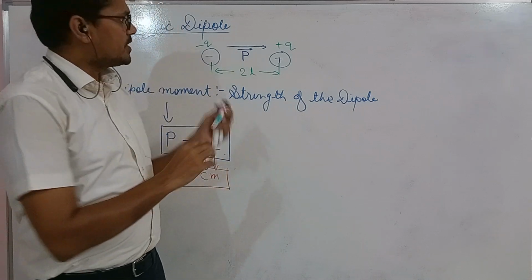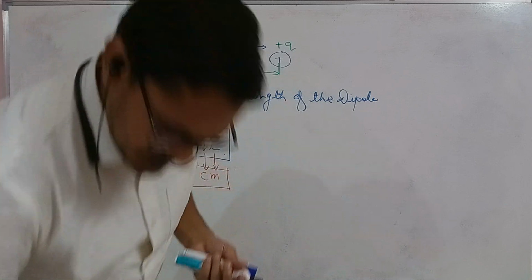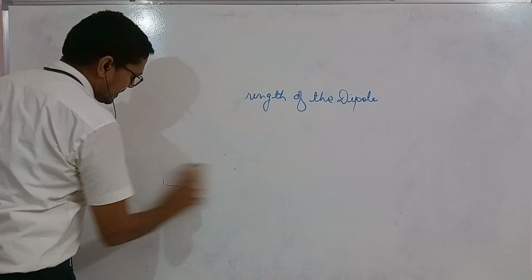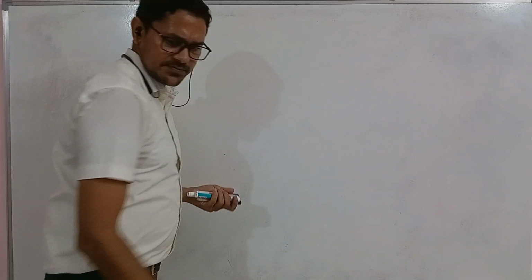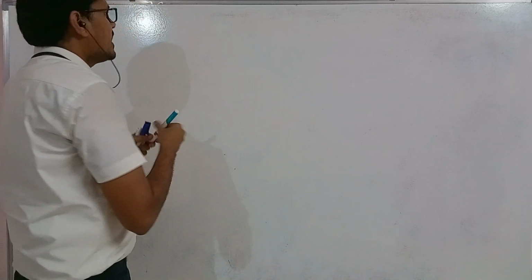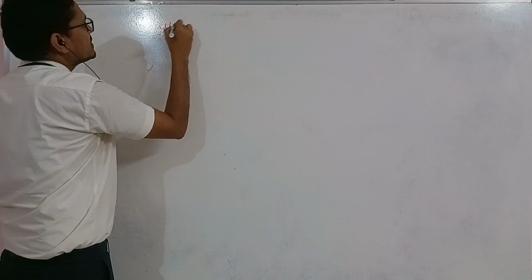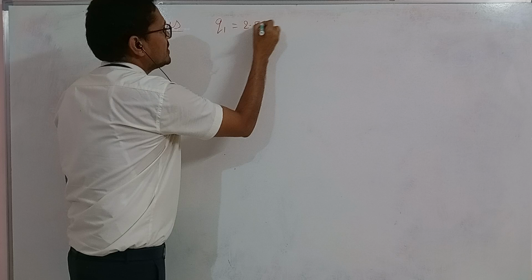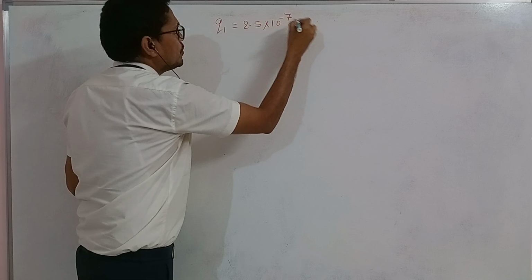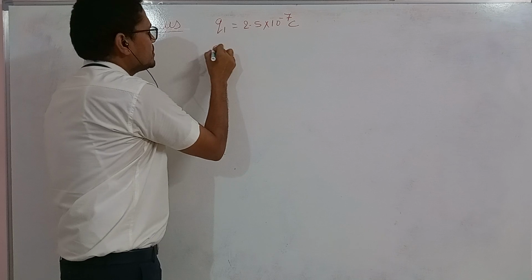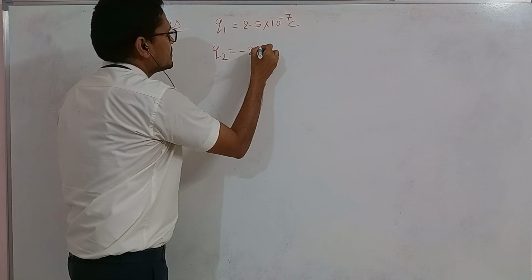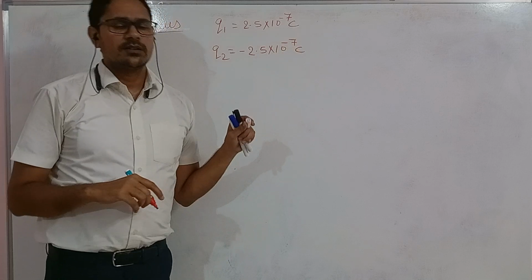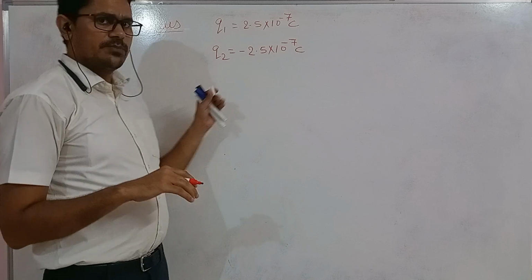Let's see some basic questions based on the same concept which we have discussed now. Here we have the first question. Let us say that there are two charge particles, Q1 which is equal to 2.5 into 10 raised to the power minus 7 coulomb, and another charge particle Q2 which is equal to minus 2.5 into 10 raised to the power minus 7 coulomb. These two charge particles are separated by some finite distance, then it will make a dipole.